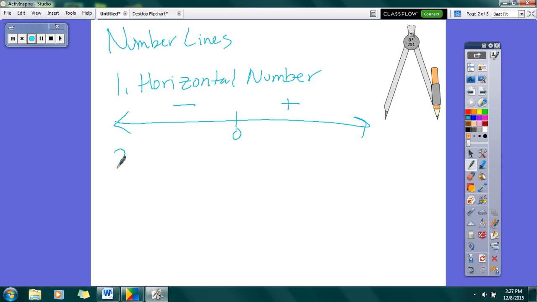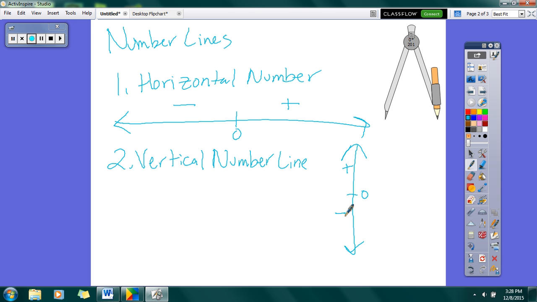The second type of number line is a vertical number line. And this goes north to south, or south to north, either way. And the 0 is in the middle. Again, you have two arrows that end your number line to show that it goes infinitely in both directions. And above 0, or going up towards the north, are positive numbers, and towards the south, or below 0, are the negative numbers. You'll see this a lot in thermometers. That will be usually the main example that is used.